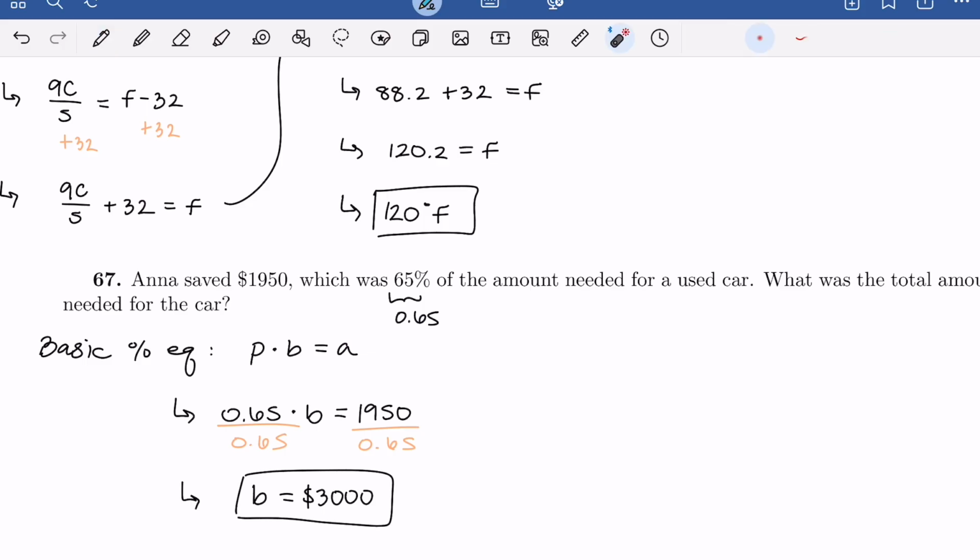And we can always check our answer, just like we saw in the last section here. We can plug this value back into this original equation, and we will see that 65% of our total amount, which is 3,000, is going to be equal to that portion of this total, which is 1950.